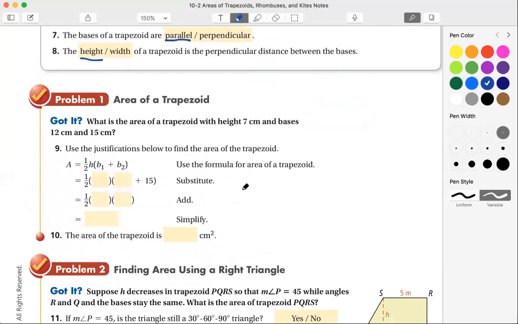Okay, so what is the area of a trapezoid with height 7 and bases 12 and 15? We're going to use the formula, A equals 1/2 h times the sum of the bases, and plug in the information. So we have 1/2, the height was 7, and the bases are 12 and 15. We first add the bases together: 12 plus 15 is 27. Then we multiply everything together, and we get 94.5. So the area of this trapezoid is 94.5 centimeters squared.